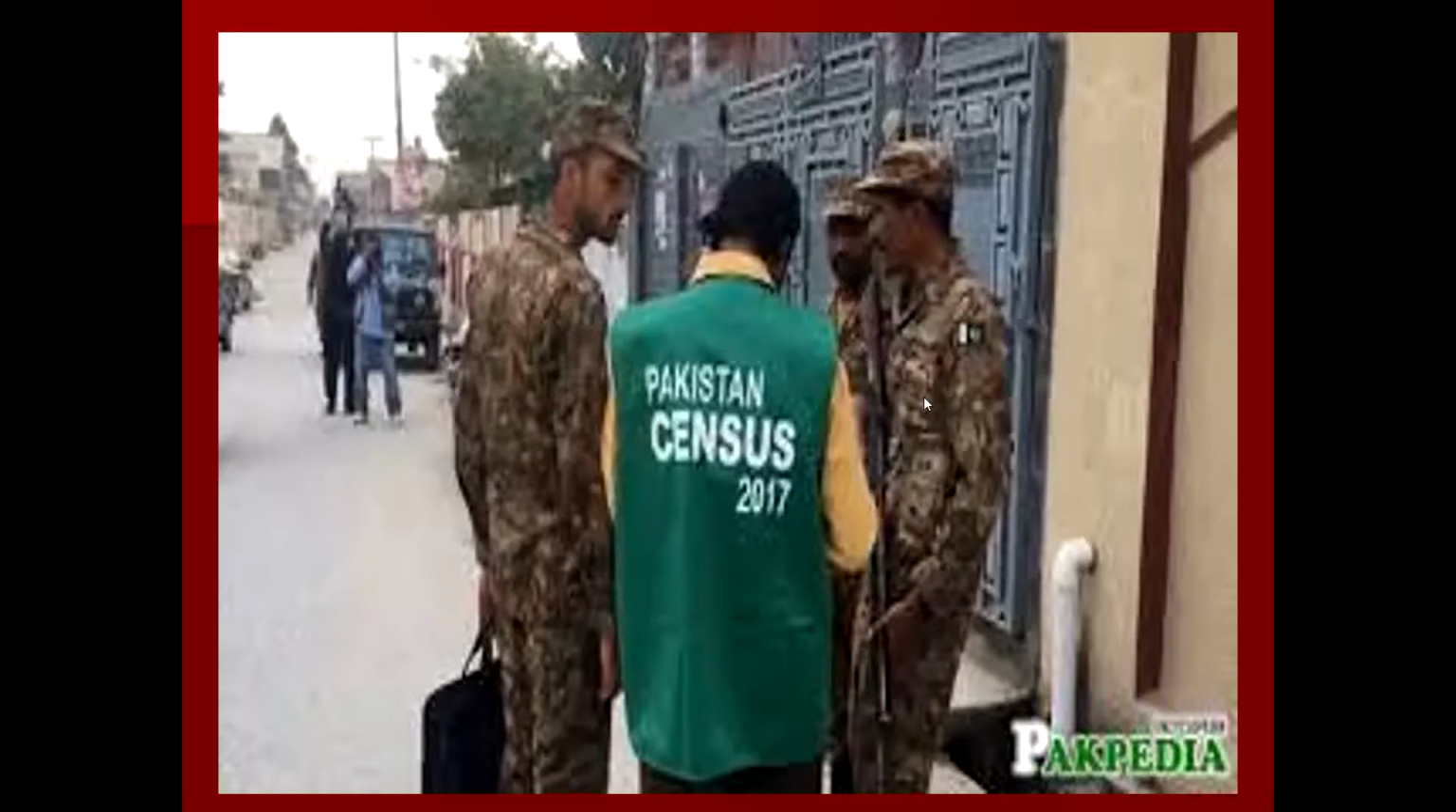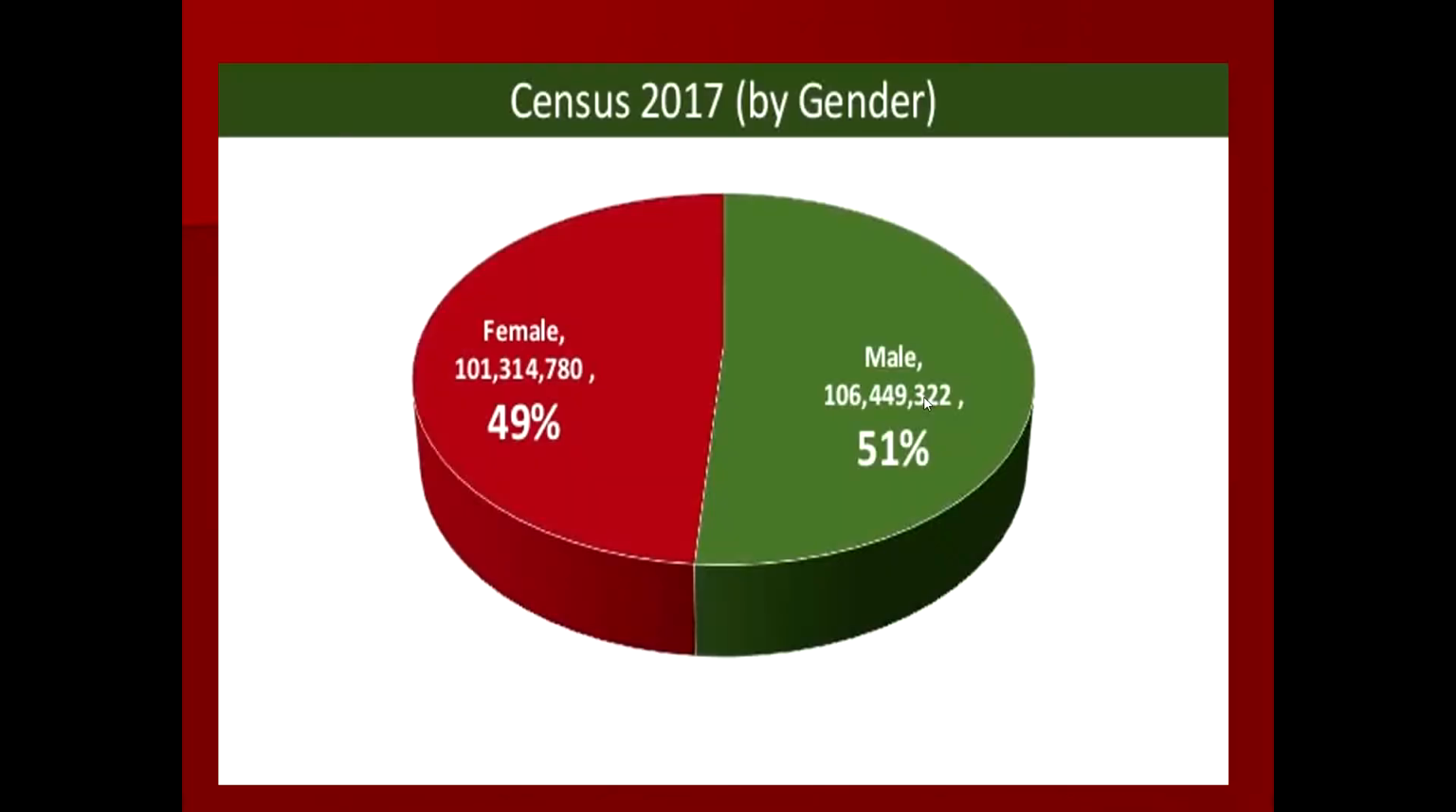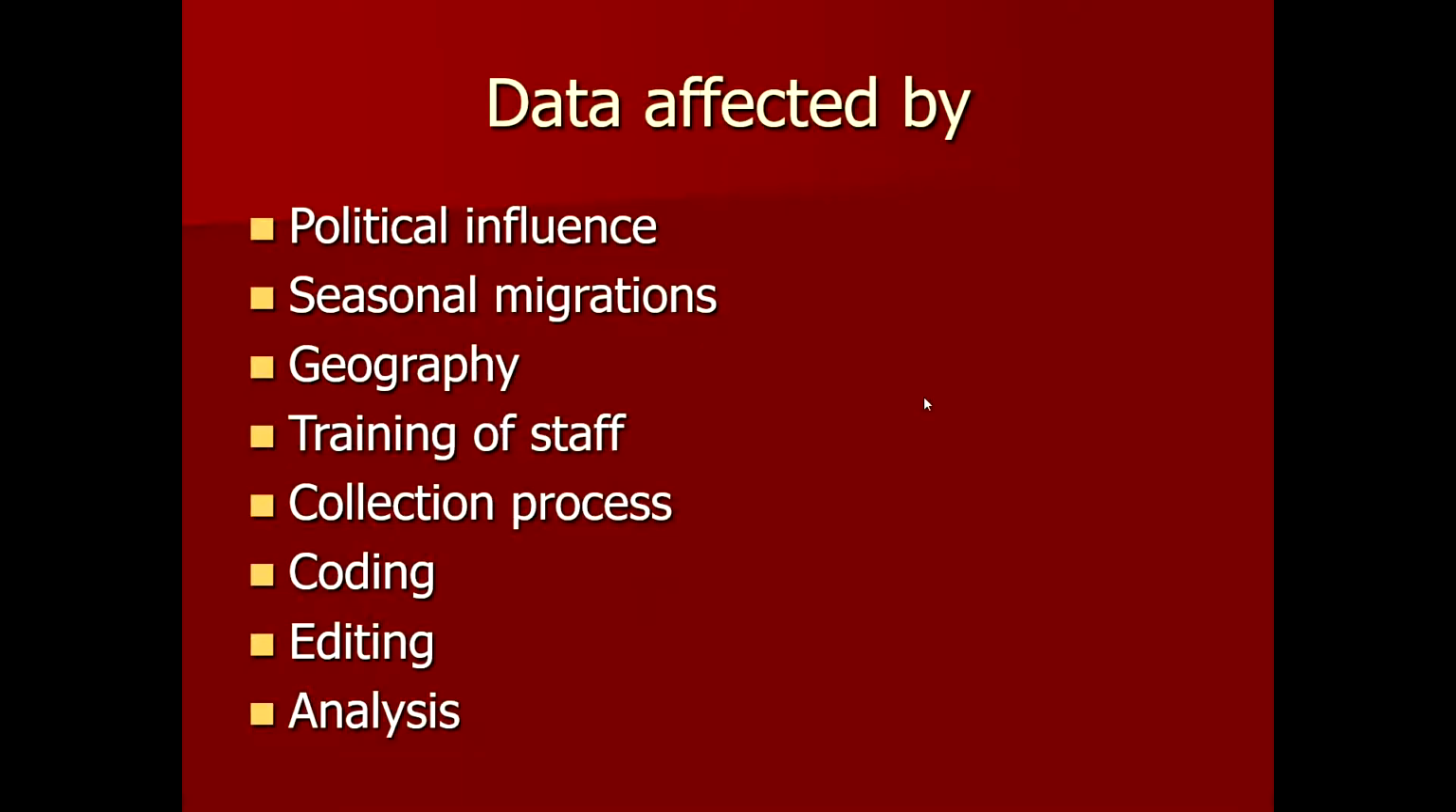Just to show you how our army has helped us during the phase of terrorism, the field officers, how the media has covered the census, and how the census results have been generated in the form of different graphs and tables. What are basically the processes which affected our data collection during the census?